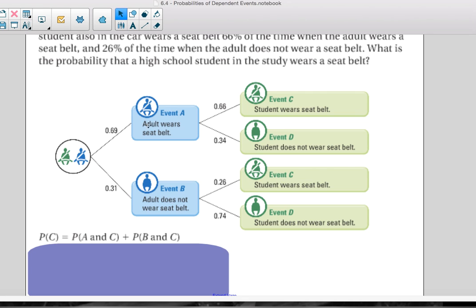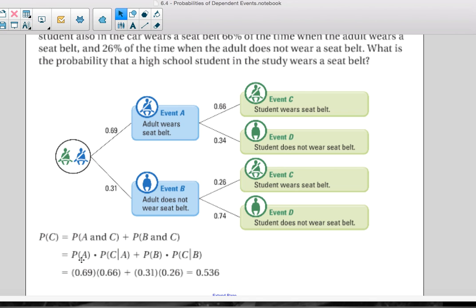But basically all you do is multiply the pathway. So it's 0.69 times 0.66. That would give you the probability that a student wears a seatbelt given the adult wears a seatbelt. And 0.31 times 0.26, which would be the probability a student wears a seatbelt given the adult does not wear a seatbelt. And that's really it. So again, you have the probability of A happening times the probability of C happening given that A has happened, plus the probability of B happening, 0.31, times the probability of C happening given that B is happening. Those are the two pathways for your favorable outcomes, and all you do is simply multiply the numbers.